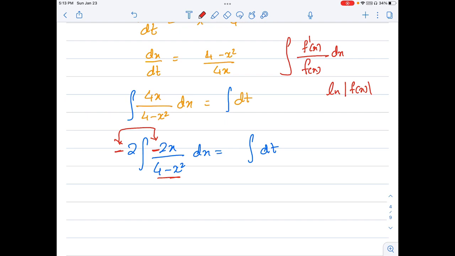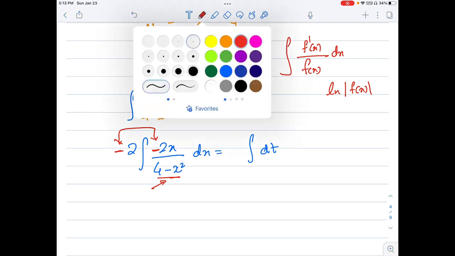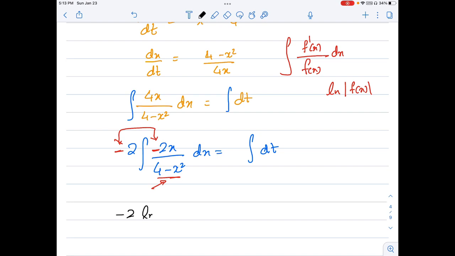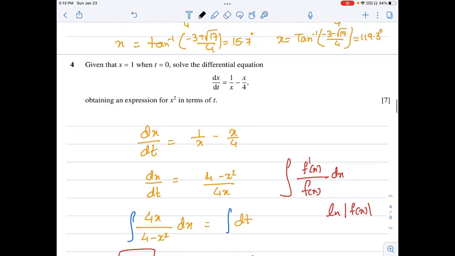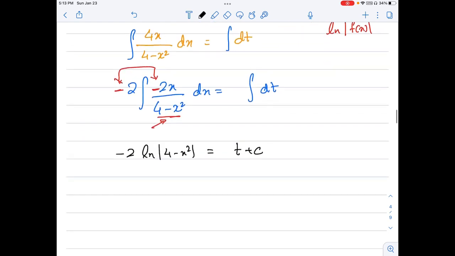So what is that? A denominator should have a function. Its derivative should be present in the numerator. So over here the denominator is 4 minus x square. Its derivative is minus 2x. It should be present. So therefore I introduced a minus in the numerator. So what does that become now? Negative 2 ln of 4 minus x square is equal to t plus c. Integral of dt is t plus c. Has he given any value? x equal to 1, t equal to 0. So minus 2 ln of 4 minus 1 is equal to 0 plus c. c is equal to minus 2 ln 3.